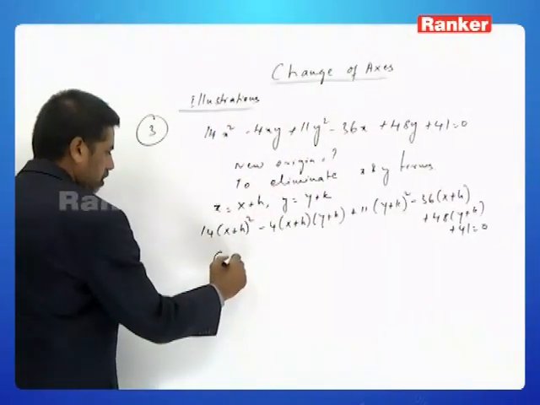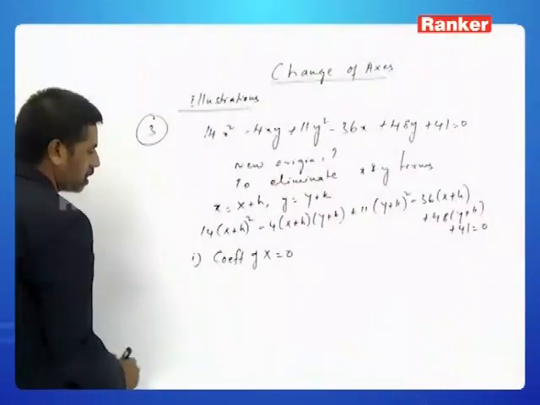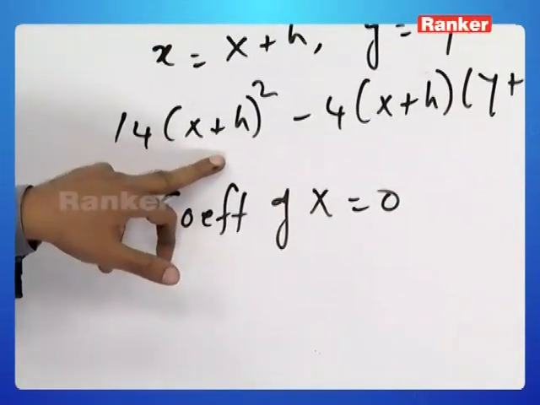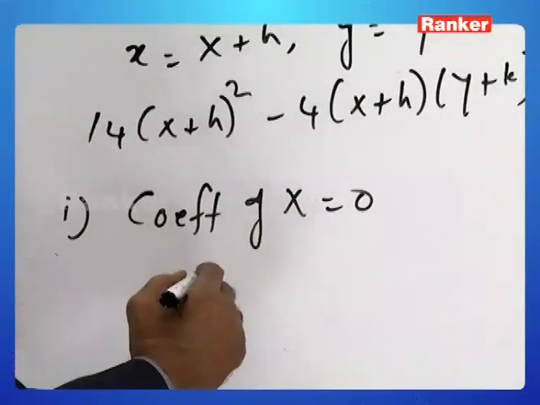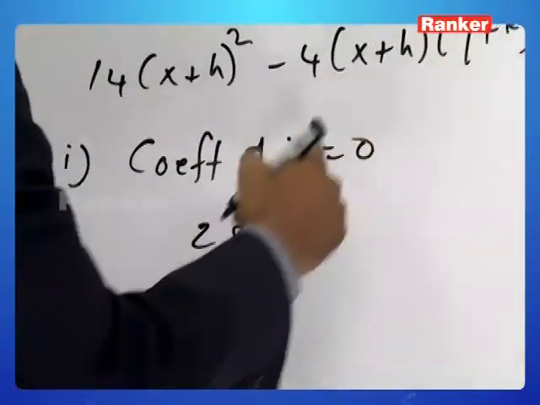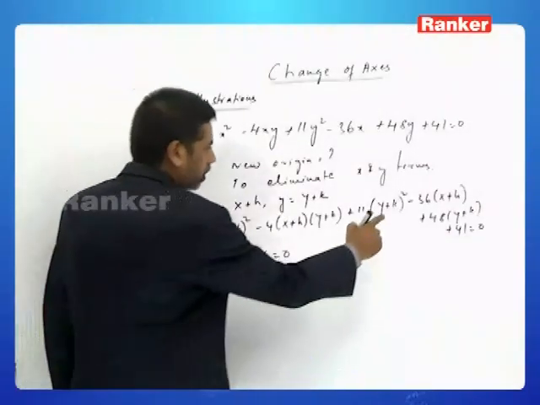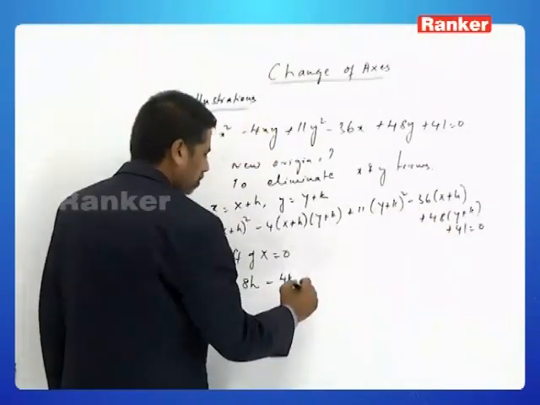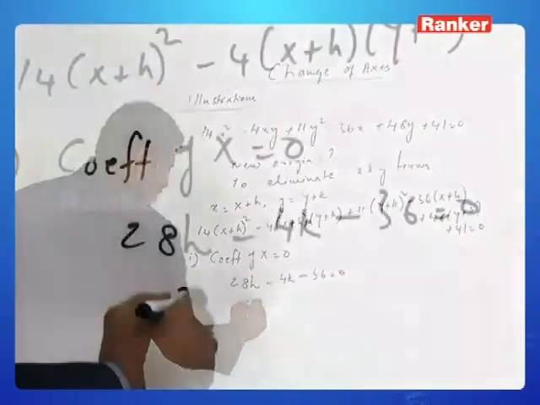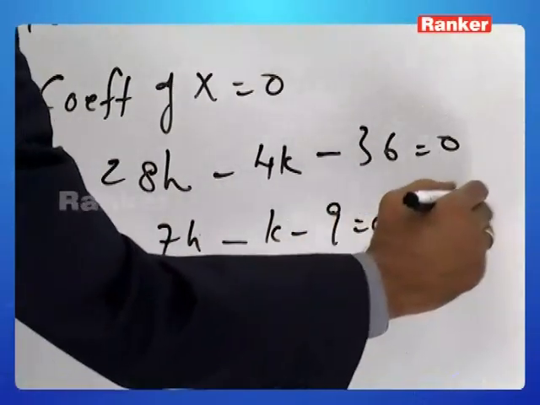Now all that you have to do is set the coefficient of capital X to 0 in the first case. Coefficient of x will come here as a 2ab term, 2xh into 14, so that becomes 28h, and here you will have minus 4xk, so that is minus 4k, no x term here, and here you will get minus 36 is equal to 0. So you can reduce this as 7h minus k minus 9 is equal to 0.